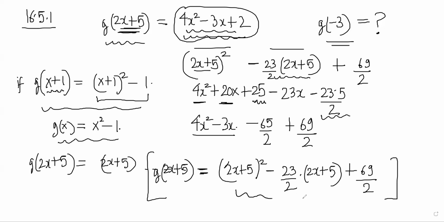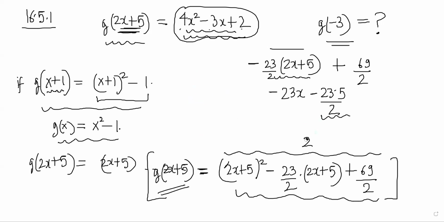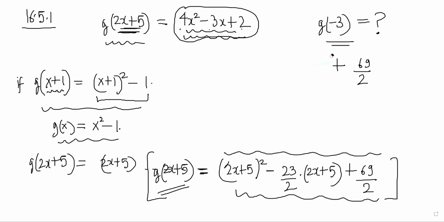If you simplify this whole thing, you will end up getting 4x squared minus 3x plus 2. Is it clear why? So now if I know g of 2x plus 5 is looking like this, it is very easy to say what g of x is. What is g of x? g of x is x squared minus 23 over 2 x plus 69 by 2.